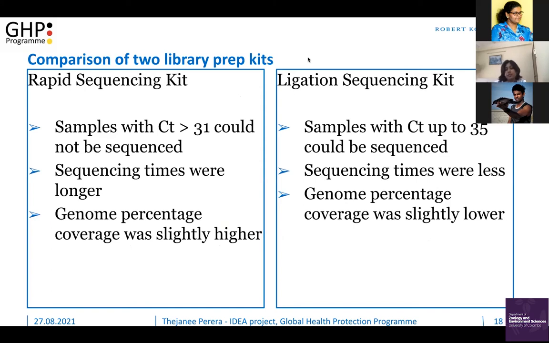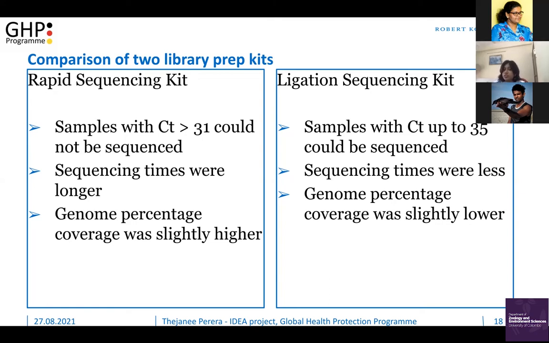So if I compare the two library prep kits they used in the study, the rapid sequencing kit and the ligation sequencing kit: as I mentioned, if the virus load is low, the rapid sequencing kit is not suitable because it takes longer time and does not work with CT more than 31. But you get a genome coverage percentage slightly higher than with the ligation sequencing kit. So it's the opposite with the ligation sequencing kit.